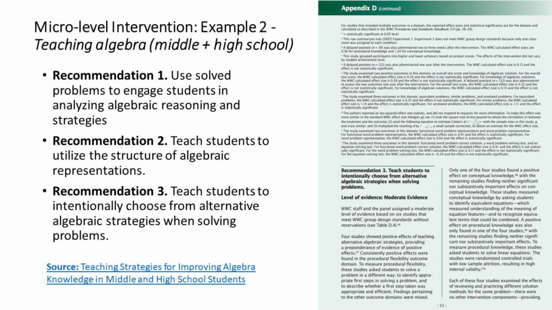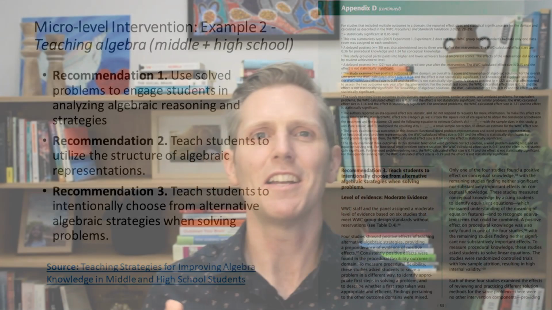Recommendation 3 was to teach students to intentionally choose from alternative algebraic strategies when solving problems. So this idea of having many pathways to succeed in maths is very important, and sort of like deconstructing the problem. So almost like the engineering mindset where you start to tinker with things, you deconstruct an engine, then you put it back together, and that's how you learn to understand it.